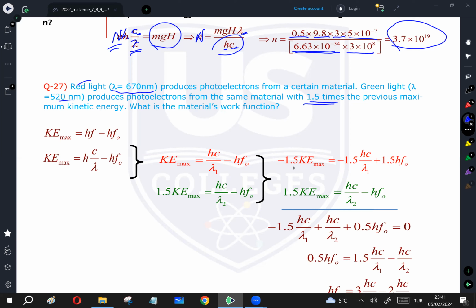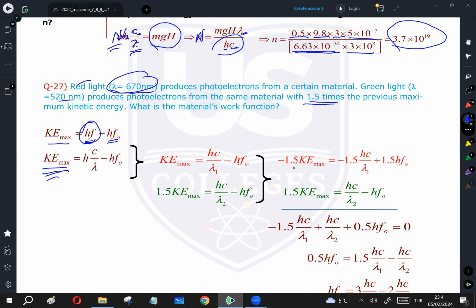So I'm going to write Einstein's photoelectric equation for both of them. What is Einstein's photoelectric equation? Maximum kinetic energy of the photoelectrons is energy of the photon minus work function. Because the wavelengths are given in both lights, I'm going to write the energy of the photon in terms of wavelength. Maximum kinetic energy equals hc over lambda minus h times f0 is Einstein's photoelectric equation.